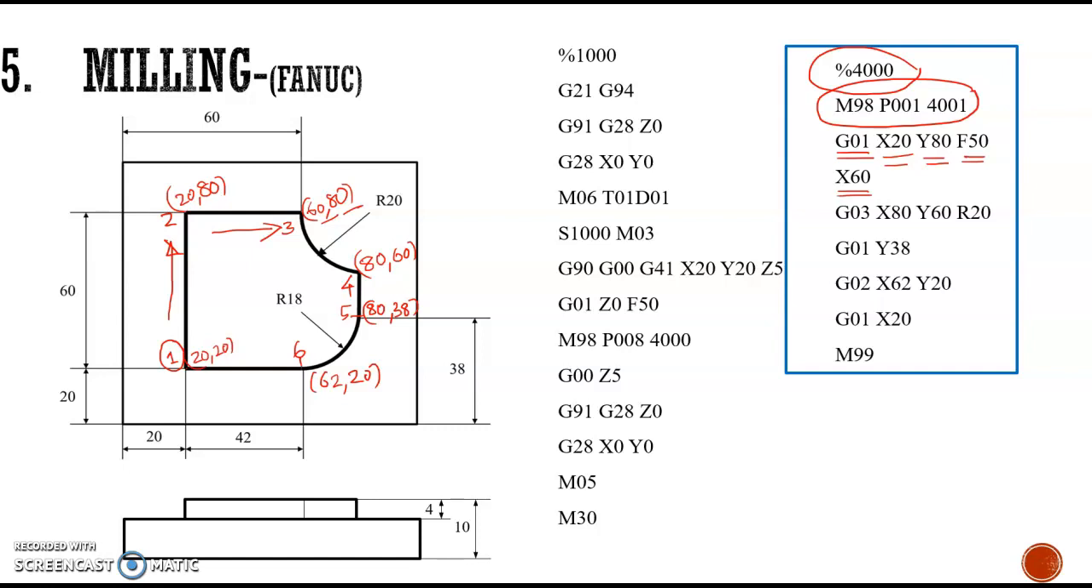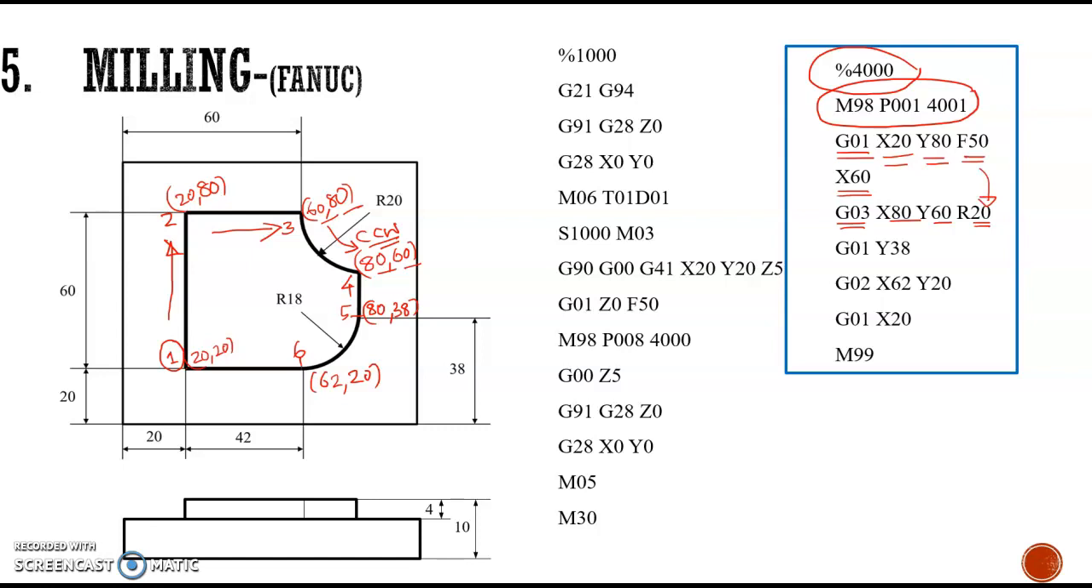And next we have to perform a curved path. The tool has to move in a curved path, that is in counterclockwise direction. So the endpoints are 80 and 60, and G03 is given for the circular interpolation in counterclockwise direction, and the radius is given as 20. The feed rate is the very same. If a change in feed rate is required, we have to give it separately.